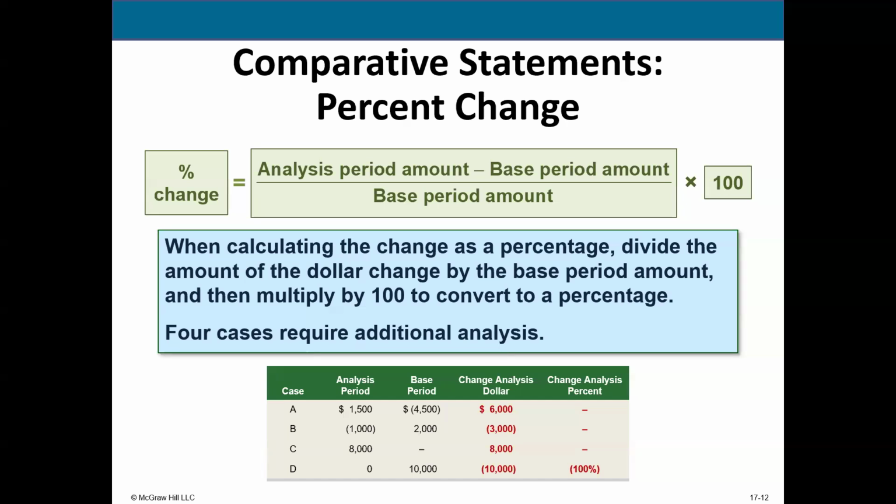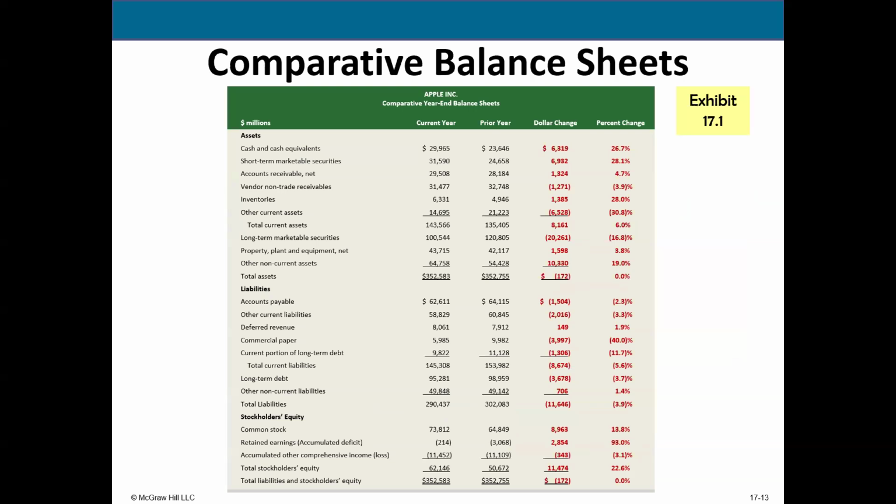Now I'm going to show you an example of Apple's most recent data. So here I have Apple for the current year in comparison to the prior year, and this is for their balance sheet. We take the current year minus the prior year to get the dollar change. To get the percent change, we take the current year minus the prior year divided by the prior year to give us the percent change.